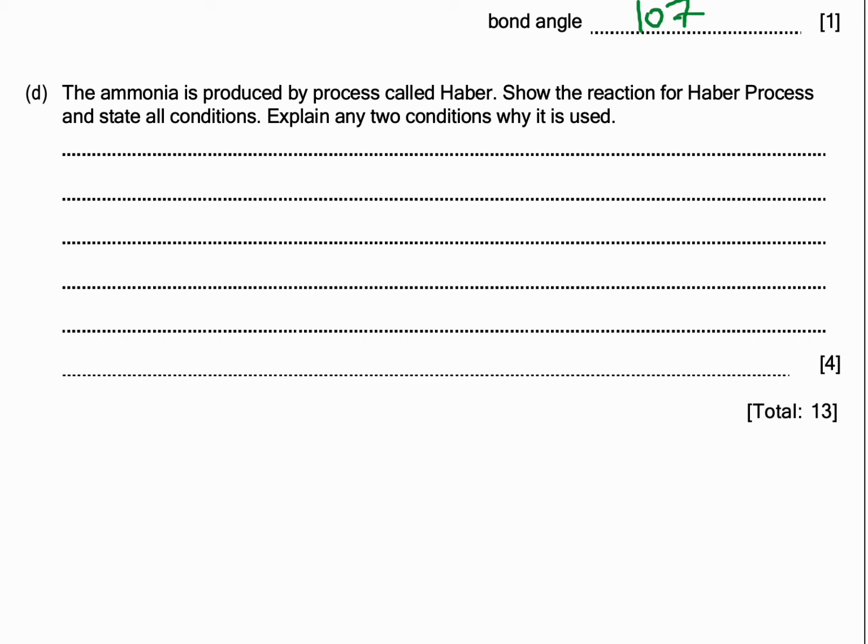Show the reaction for Haber process and state all the conditions. Explain the 2 conditions why it's used. So you have here 4 points. So 1 point for the reaction. Second point, giving all conditions. And number 3 is explain 1 condition. Number 4, explain the second condition. So first of all, Haber process, when nitrogen gas reacts with hydrogen gas, it's in equilibrium, forms NH3 in gaseous state. So this is all gaseous state.